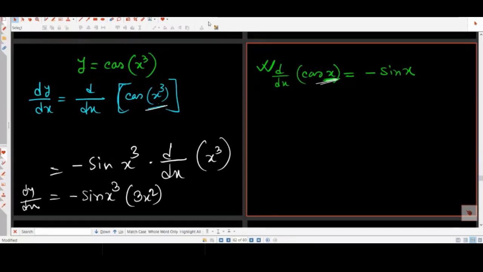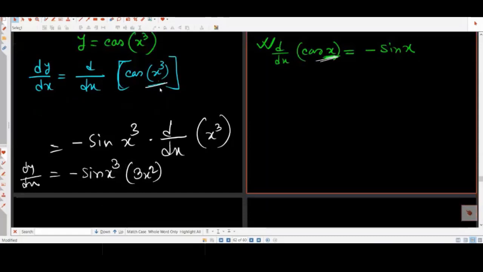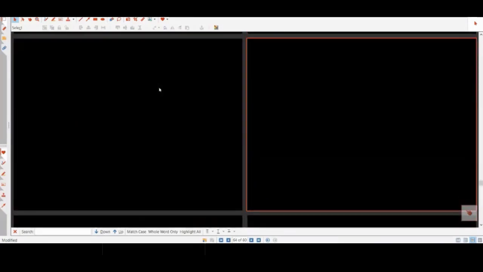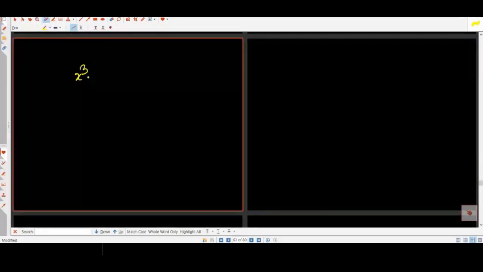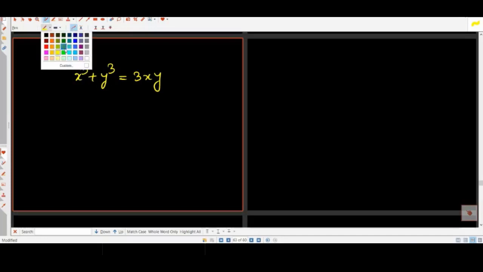Now we have to understand how to find the derivative if we have an implicit function. The derivative of an implicit function is known as implicit differentiation. So we have to know what implicit differentiation is. For now, let me take one function. Suppose we have x cubed plus y cubed equals 3xy. This is defined implicitly. So let us recall what explicit form and implicit form are.